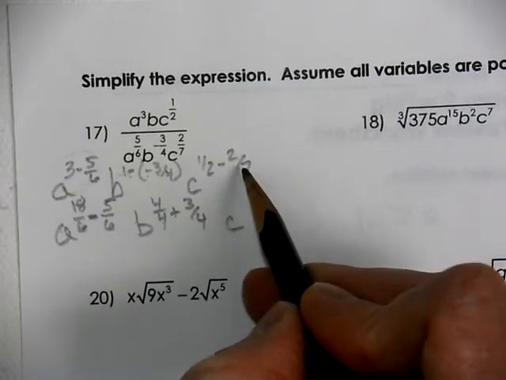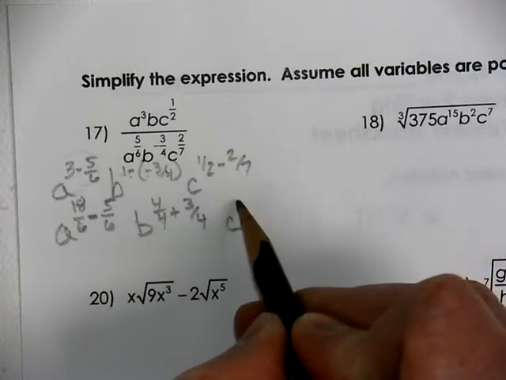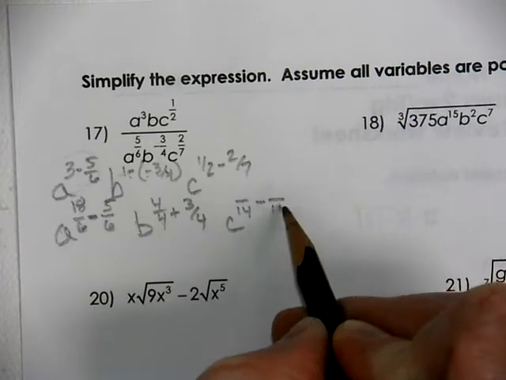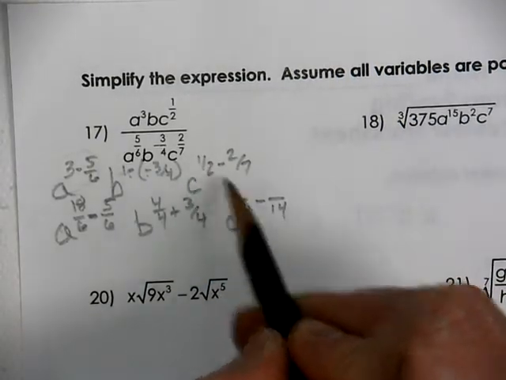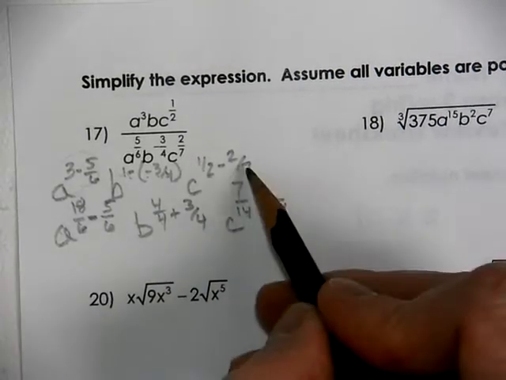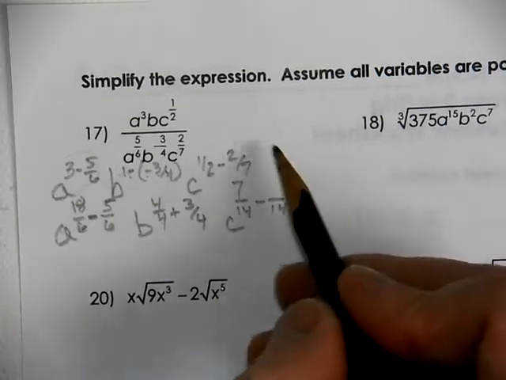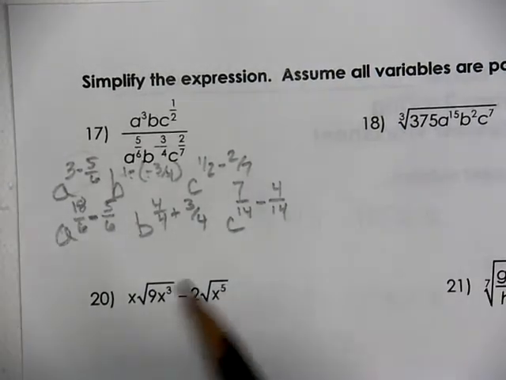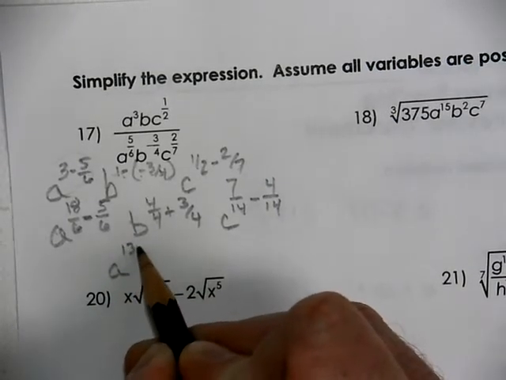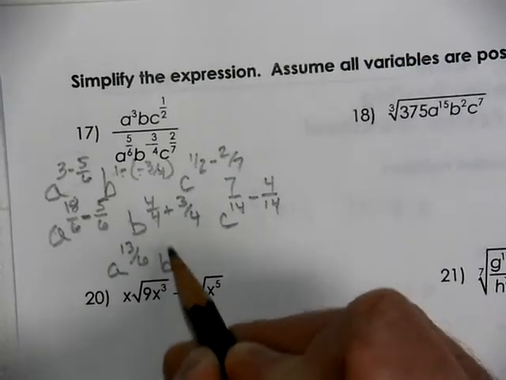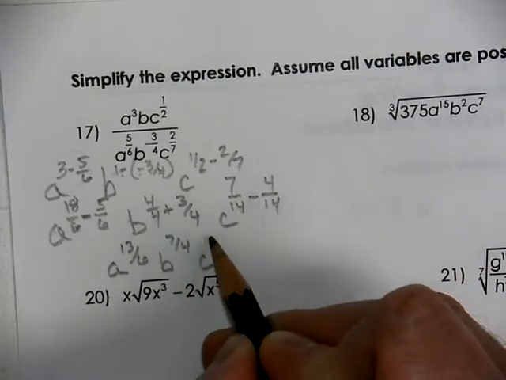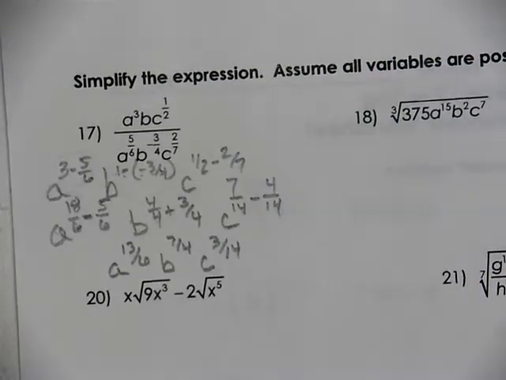And then C, this is 7. So of course 2 and 7 go into 14. So we're going to have to multiply the denominator by 7 to get to 14. So we're going to have to multiply the top by 7, the bottom by 2. So the top by 2. Now we're ready to simplify. So this is A to the 13/12, B to the 7/4, and C to the 3/14.